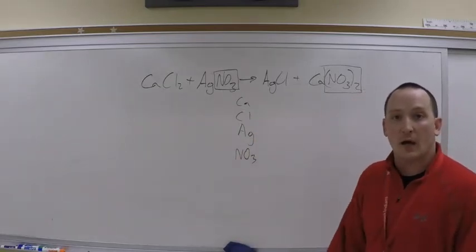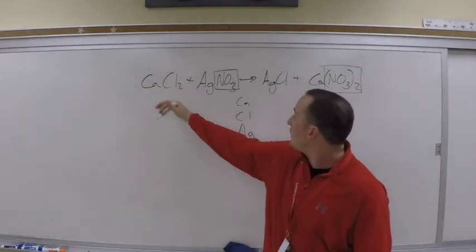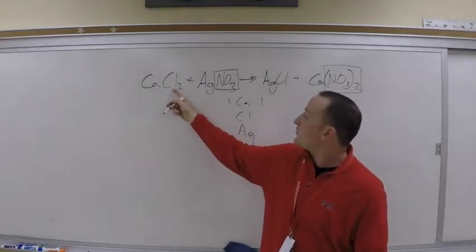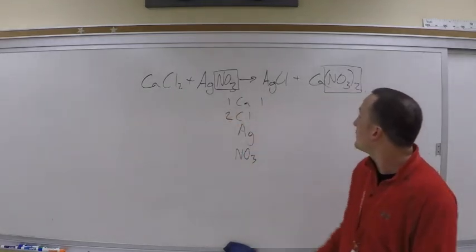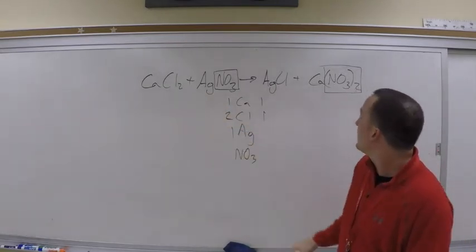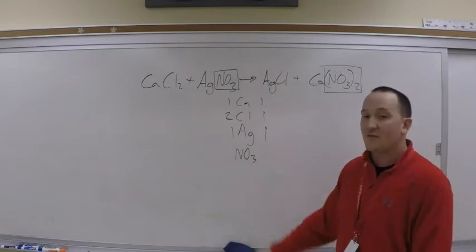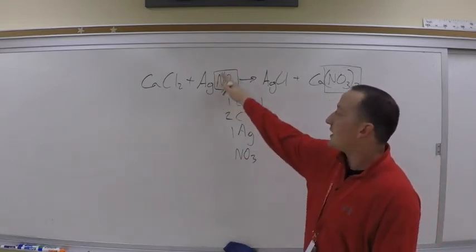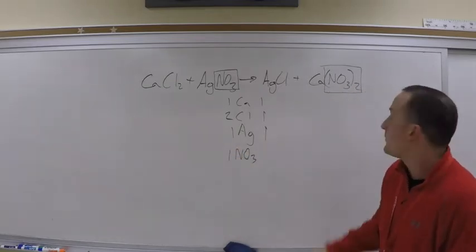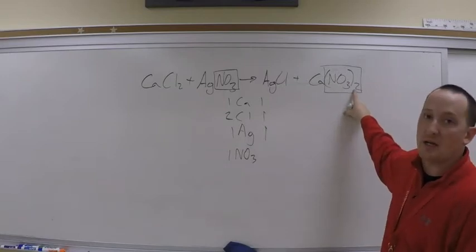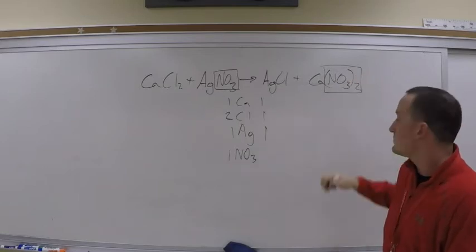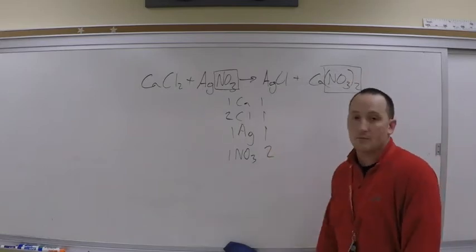So I'm going to keep track of all my atoms right now. So I've got calcium over here, and there's only one. And I've got one calcium over here. I've got a 2 behind this Cl for chlorine, so I've got 2 chlorines on the left. I have 1 on the right. I have 1 silver on the left. I have 1 on the right. Then for my nitrates, this nitrate itself is NO3, which means I have 1 NO3 right there. But then on this side, notice how I have a 2 behind my NO3. That means I have 2 nitrates, okay? So I've got 2 of those.